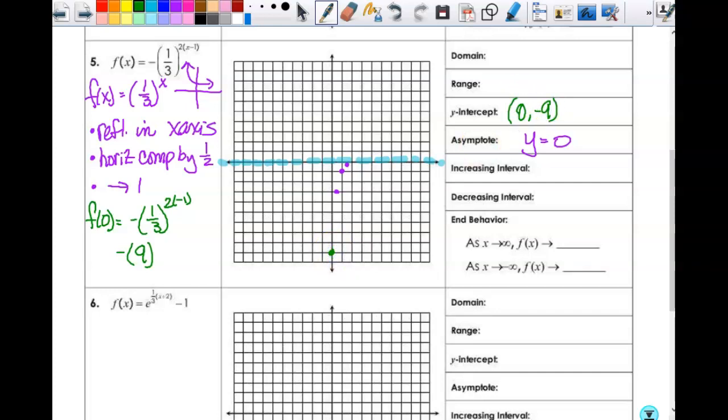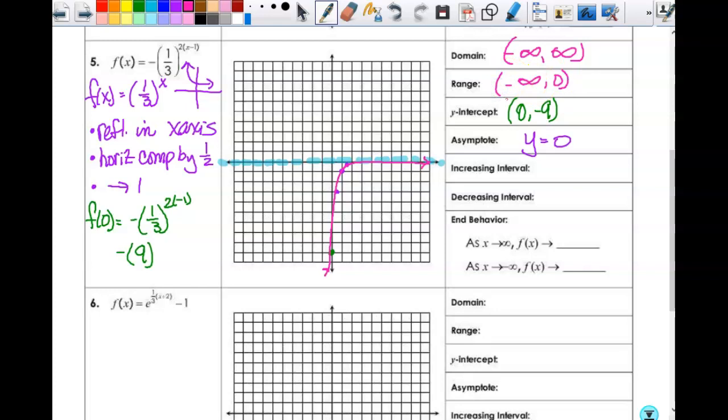So I need that on there so I can hit it when I'm trying to sketch this in, or hopefully hit it. Let's see. Like so. There we go. Domain, negative infinity to infinity. Range, negative infinity to 0. I already have my y-intercept and my asymptote.